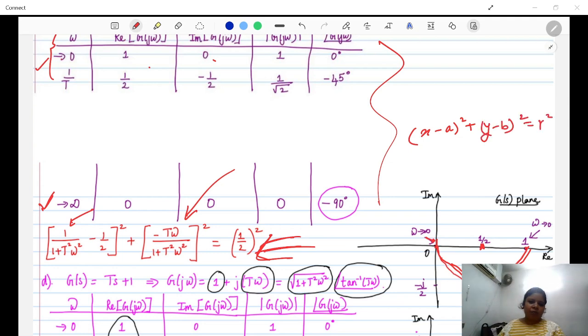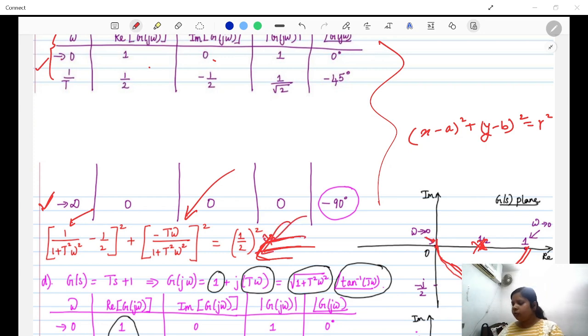This is the general equation of a circle. If you find out that it is already a semicircle, then it should have a center along its diameter. Then you come to know that 1/2 is my center point. At what distance is it from the circumference? It is at a distance of 1/2 only. Hence my radius is going to be 1/2 only.